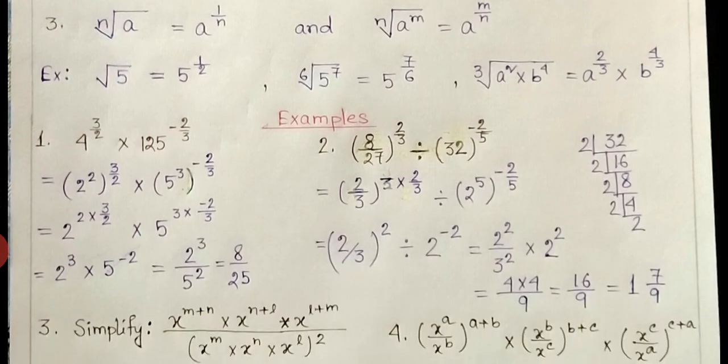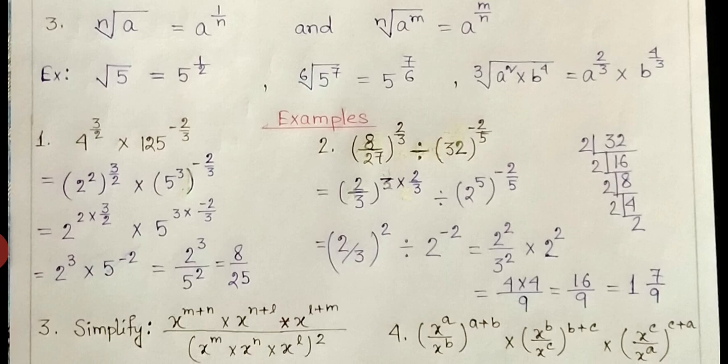Now coming to some examples. Example 1: 4 to the power 3 by 2 into 125 to the power minus 2 by 3. You all know 4 means 2 square. So 4 is expressed as 2 square and 3 by 2 is in the same position. Again 125 means 5 cube and minus 2 by 3 as usual.